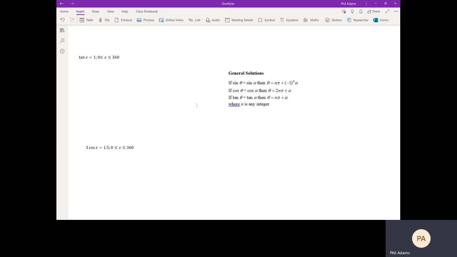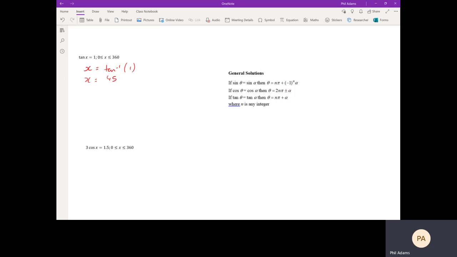So anyway, if you have a look at the first example, we've got tan x equals 1 and x is going to be between 0 and 360. So the first thing we know is there should be two solutions. With this one here, we would solve it like normal. So x is equal to inverse tan of 1, which is 45 degrees.